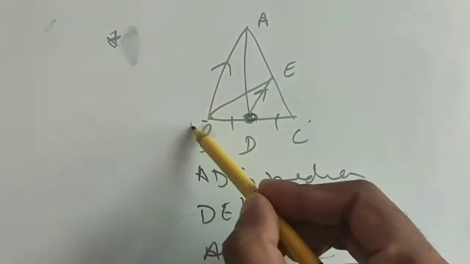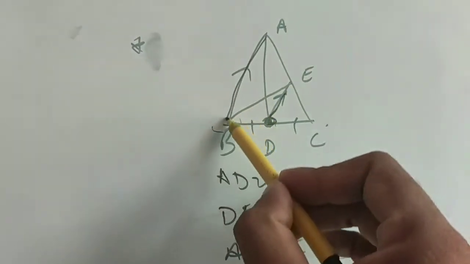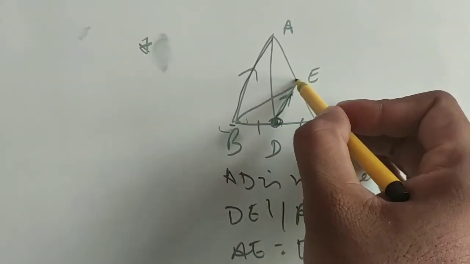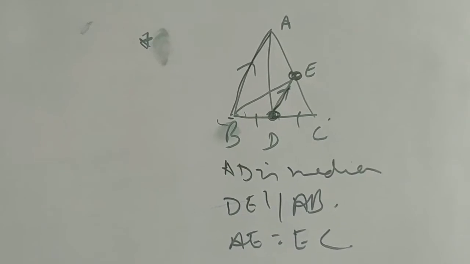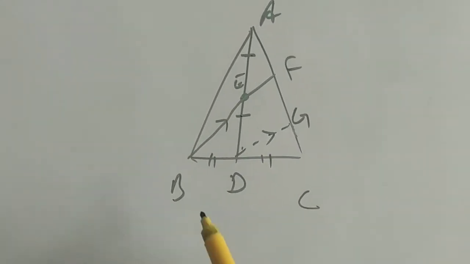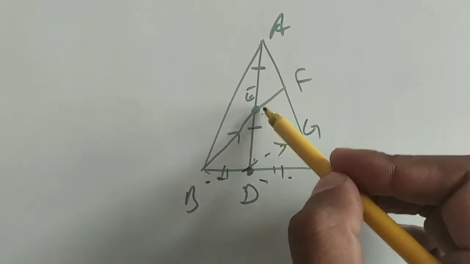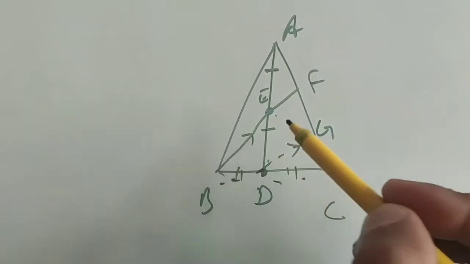So now in this triangle ABC, you can see this is the midpoint. This line is parallel to this. So by converse of midpoint theorem, we can write down E as the midpoint of AC. Simple. Okay, next we have this AD is the median, so these two parts are equal, and E is the midpoint of AD, so these two parts are also equal.